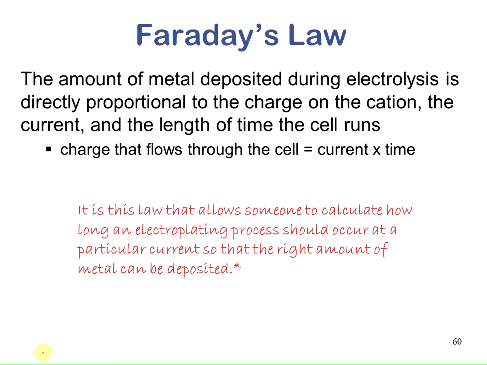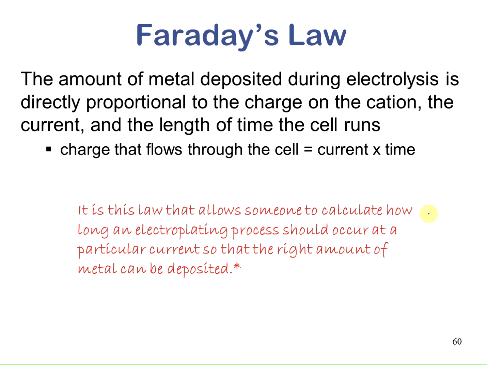Since we're talking about electroplating, we're trying to figure out how much metal we want to put on the surface, and we can use Faraday's law. The amount of metal deposited during electrolysis is directly proportional to the charge of the cation, the current, and the length of time the cell runs. The charge that flows through the cell is equal to the current multiplied by the time. It's this law that allows someone to calculate how long an electroplating process should occur at a particular current so that the right amount of metal can be deposited.